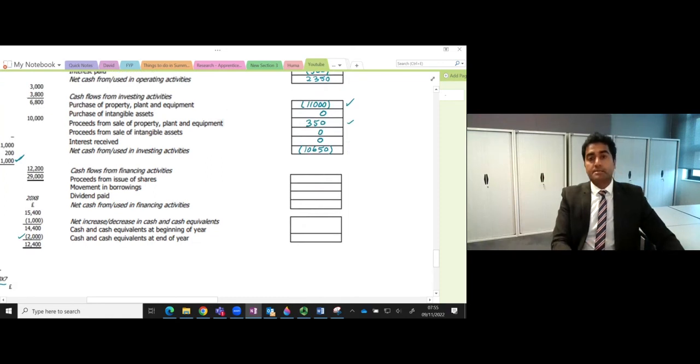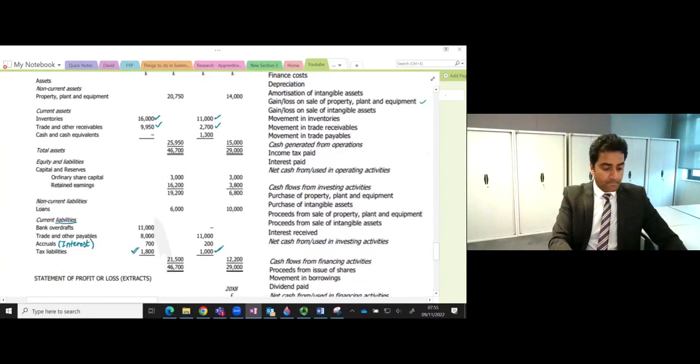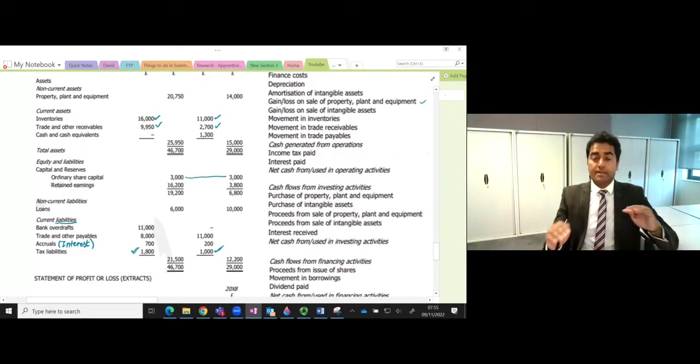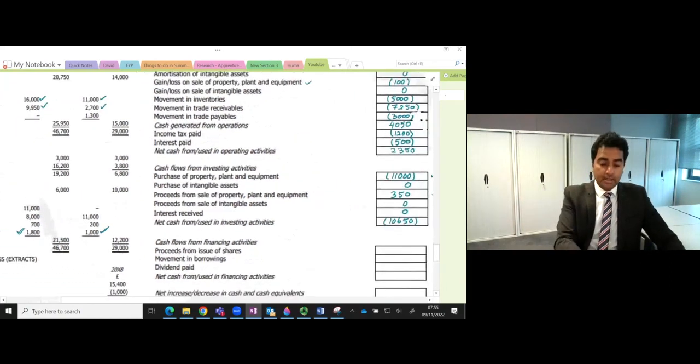The next part is financing activities, how the company has been financed. Proceeds from the sale of shares. Companies finance their business by selling shares. And in this company, I can see that the share capital has not changed. It's still the same, 3,000. So I can say that there has not been any sale of shares. And when companies sell shares, they receive cash. So I'm going to record 0.